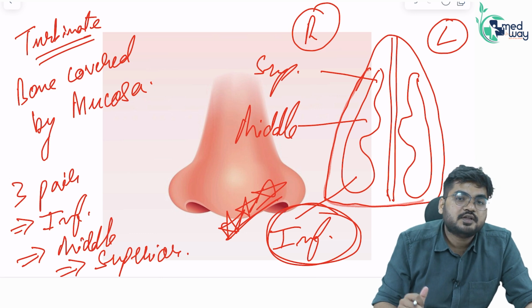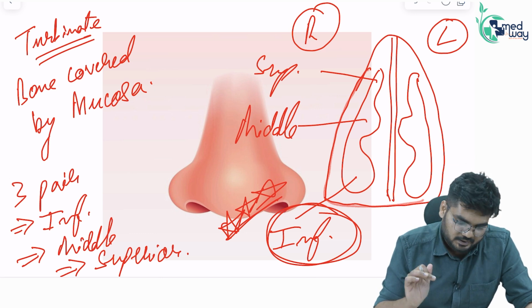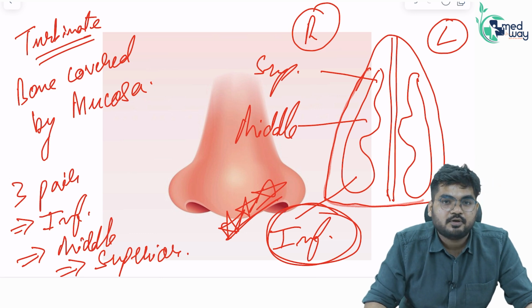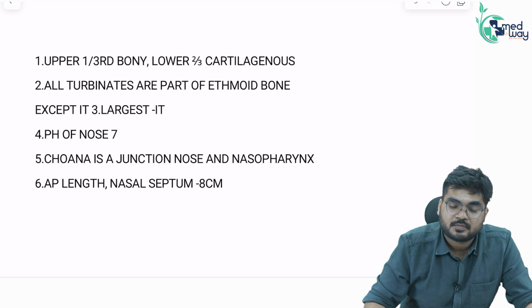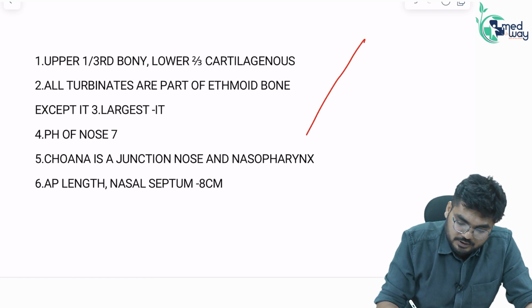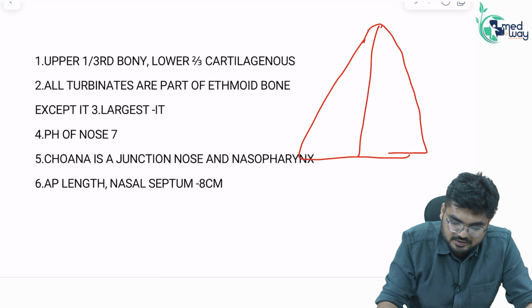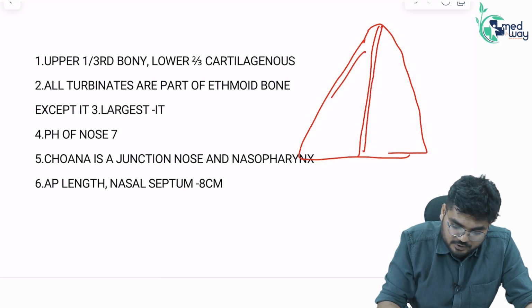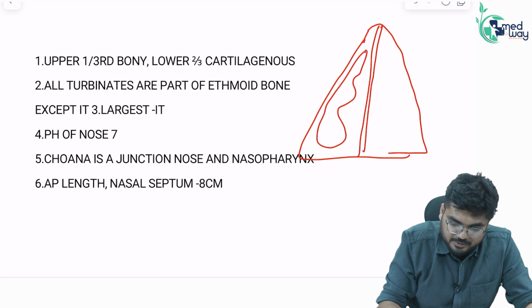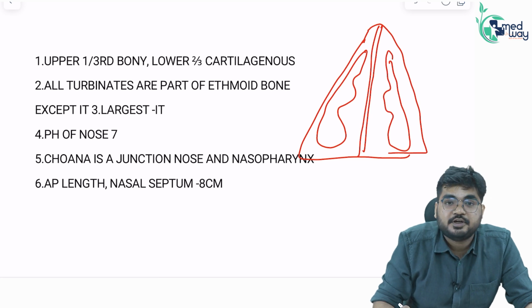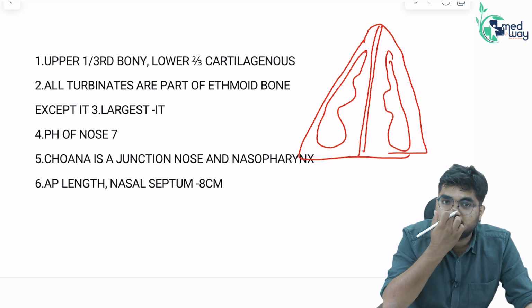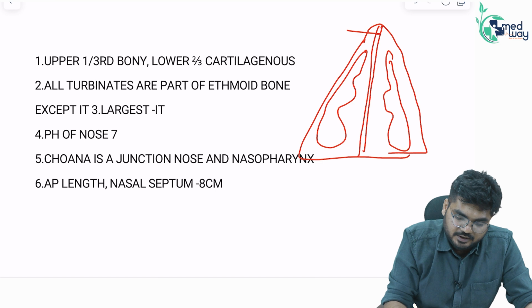Now let us go inside. Let us look at the facts that are very important for this anatomy of nose. Going to the next slide. See, I told you, this is the particular diagram that you have to remember with the nasal septum in the center, and on both sides I have something called turbinate. We have inferior turbinate, middle turbinate and superior turbinate. In the center we have the nasal septum.